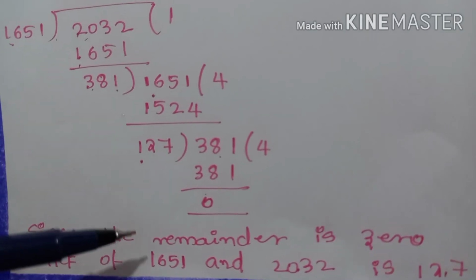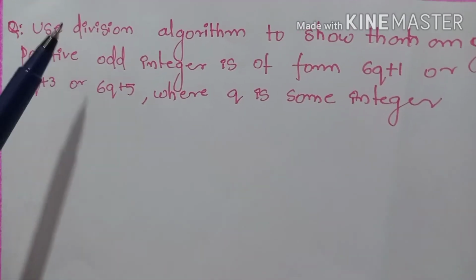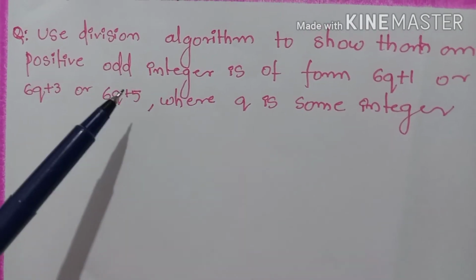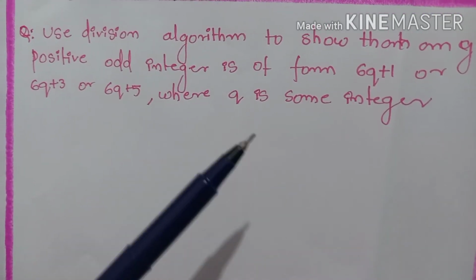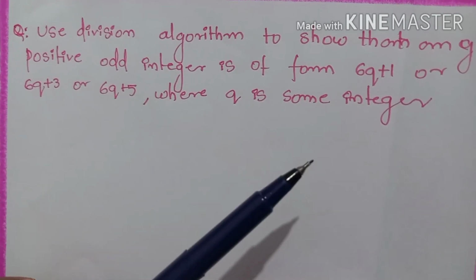Now solve this question on your own. Now let us solve the second question. Use division algorithm to show that any positive odd integer is of the form 6q plus 1 or 6q plus 3 or 6q plus 5, where q is some integer.